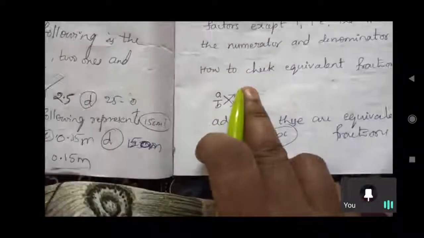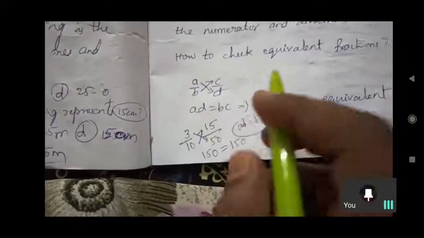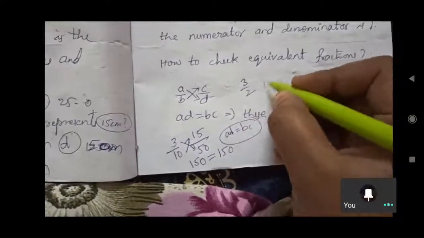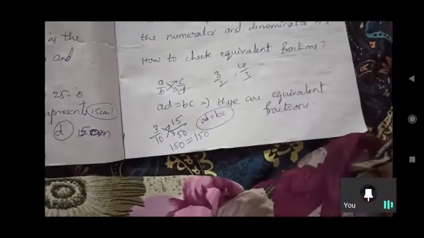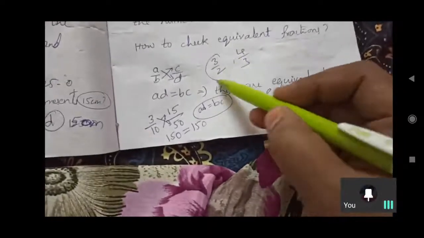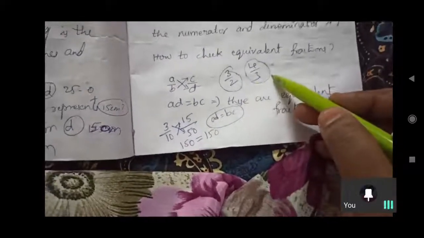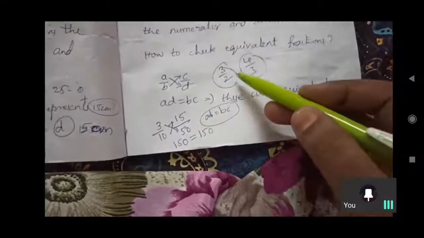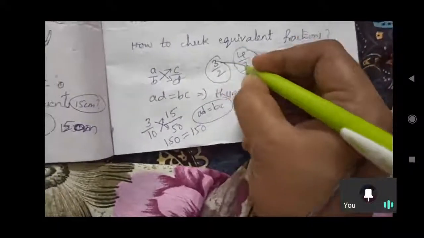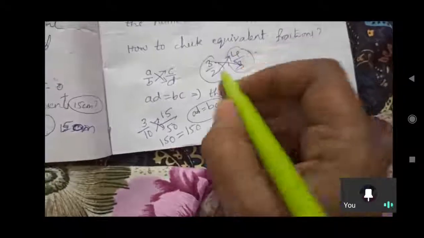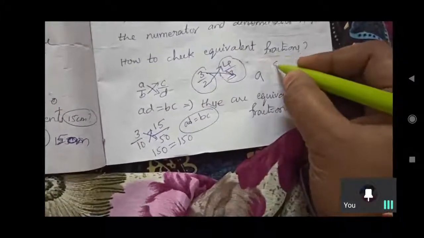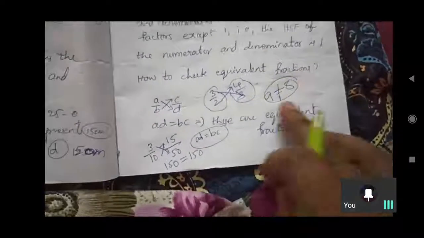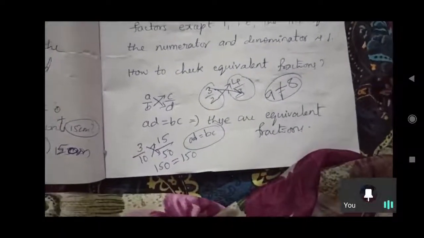Or else we can also check by cross multiplication. Take a/b and c/d, for example 3/2 and 4/3. Are these equivalent fractions or not? For that, first we cross multiply. 3 into 3 is 9, and 4 into 2 is 8. Not equal. So these two are not equivalent fractions.